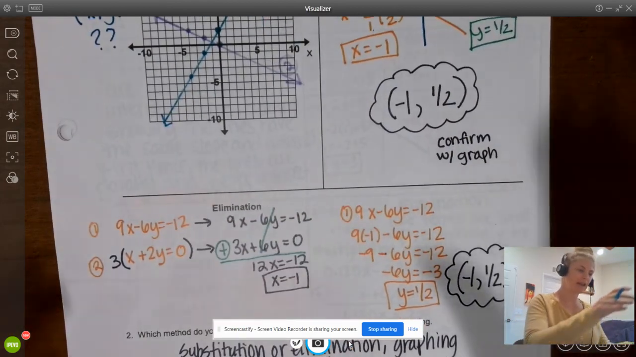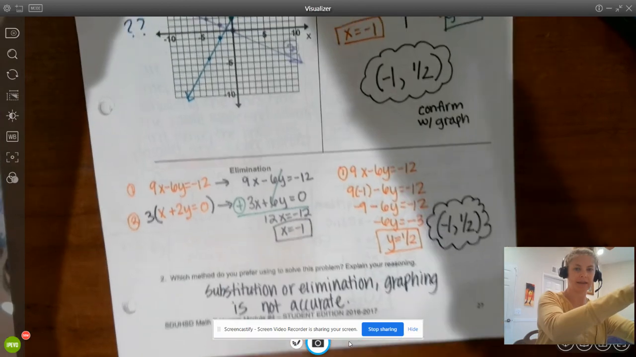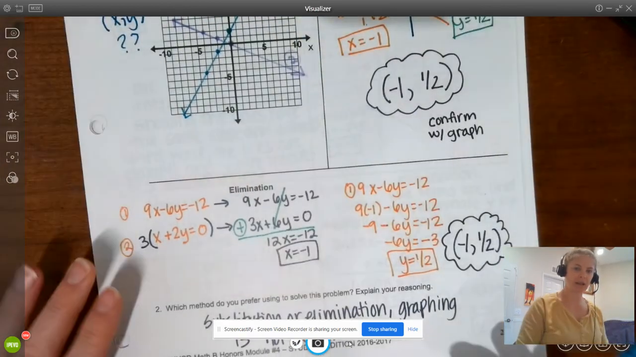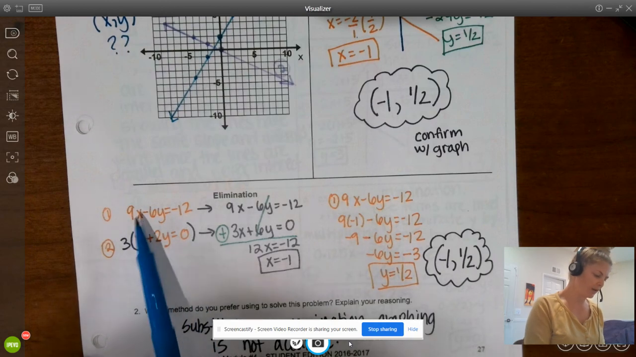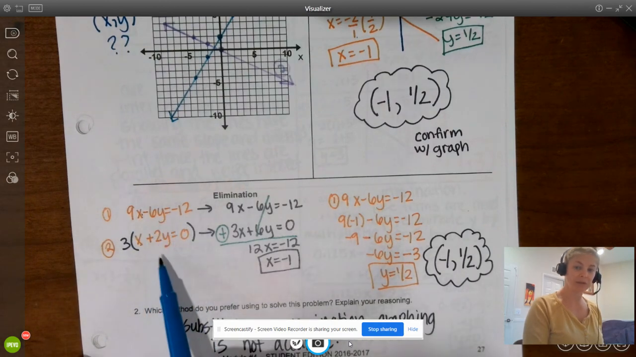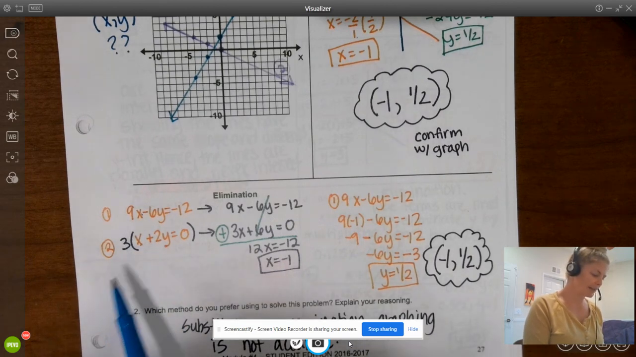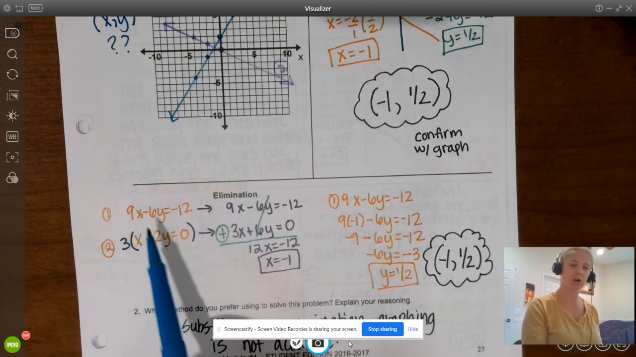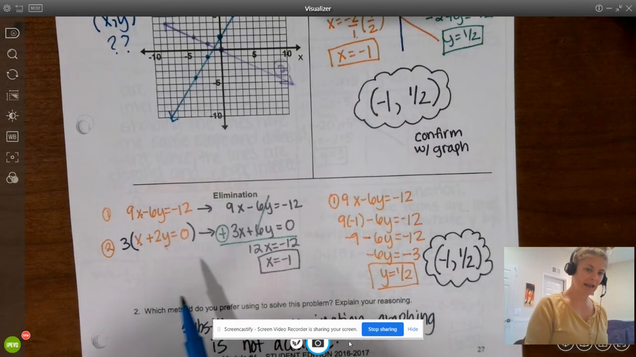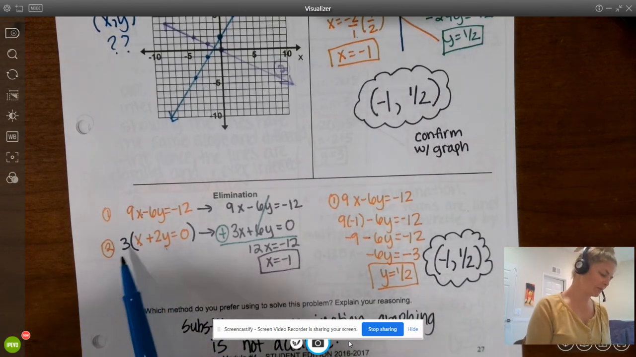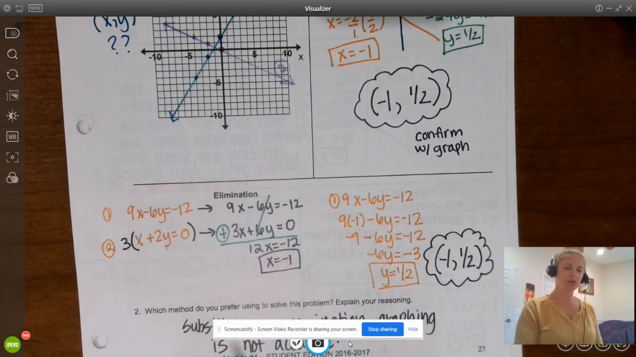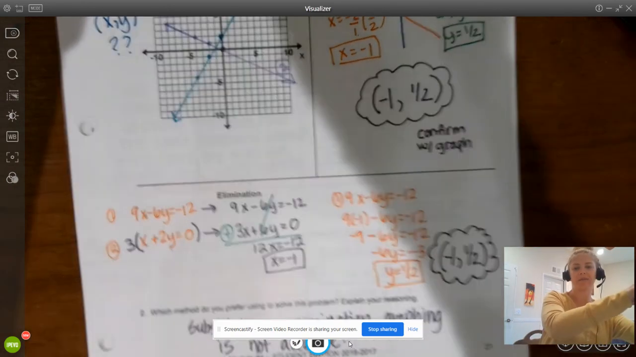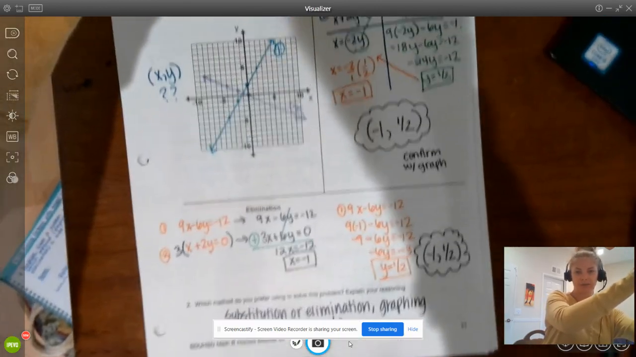With elimination, looking at this system, I saw that we already had our variable terms and equal signs lined up, which was nice. And because the y terms were opposite signs and multiples of each other, I decided to multiply equation 2 by 3 to eliminate the y's. So which method was most efficient here?